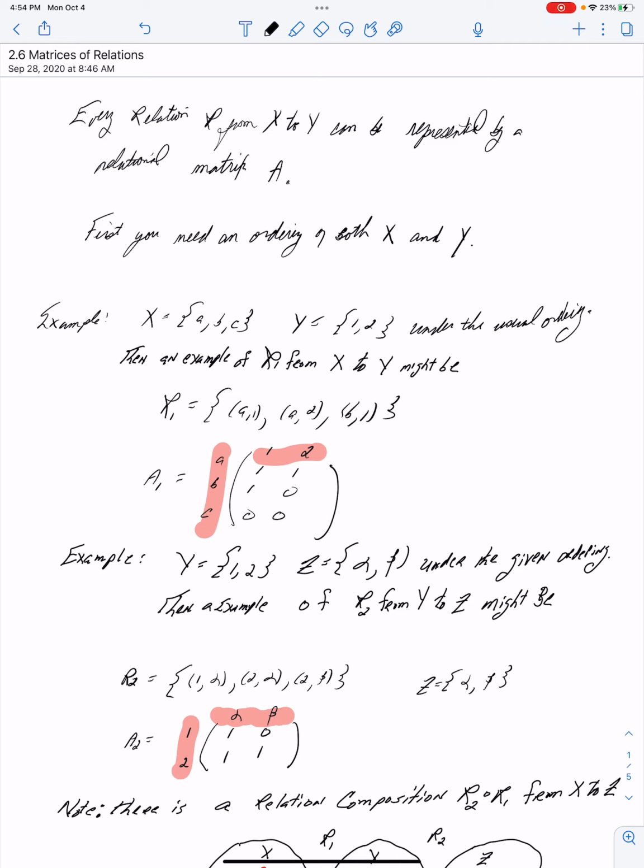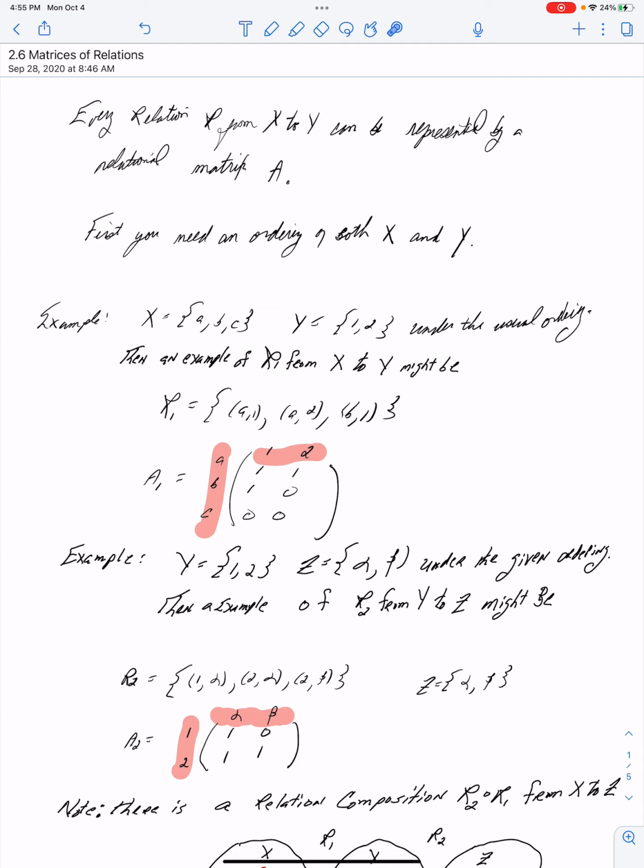All right, what's the connection between relations and matrices? And the answer is every relation going from X to Y can be represented by a relational matrix A. And here's how you do it. So I've got a relation going from X to Y. First, I need an ordering of X and an ordering of Y. Remember, X and Y are sets, so they don't naturally have an order. But to be able to create a relational matrix, I give them an order.